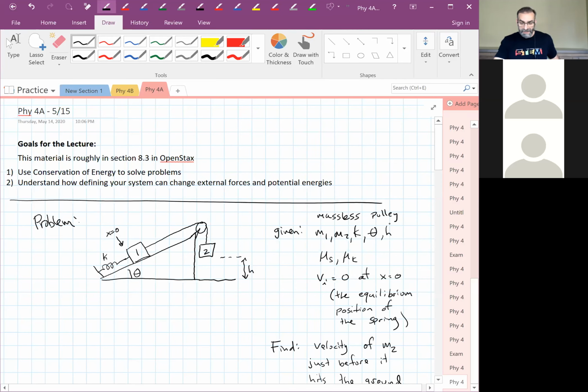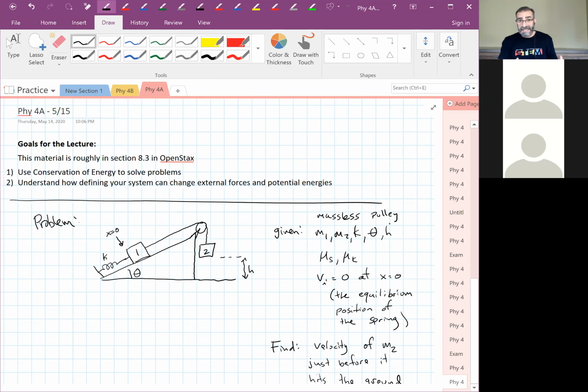So we're given all the information: the coefficients of friction, the angle, the masses, the spring constant, all that stuff. And the initial velocity: we release this thing from rest, and the spring is at its equilibrium position when we release it. M2 starts to go down, M1 starts to go up, and we want to know the velocity of M2 the split second before it hits the ground.